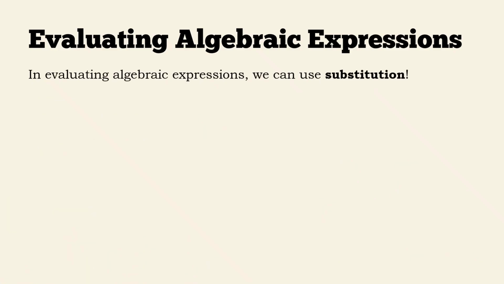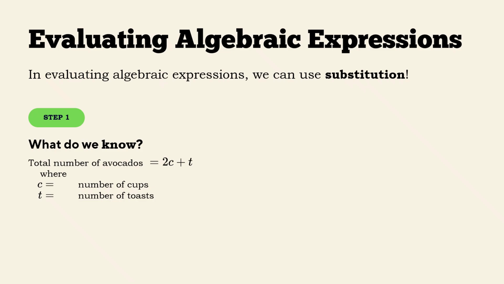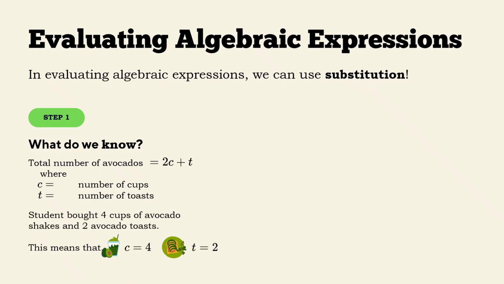In evaluating algebraic expressions, we can use substitution. Step 1. What do we know? The total number of avocados is equal to 2C plus T, where C is equal to the number of cups and T is the number of toast. Student bought 4 cups of avocado shakes and 2 avocado toasts. This means that C is equal to 4 and T is equal to 2.